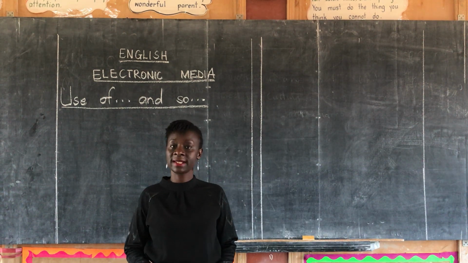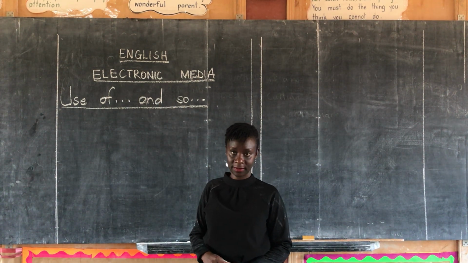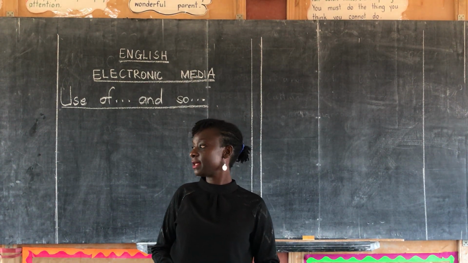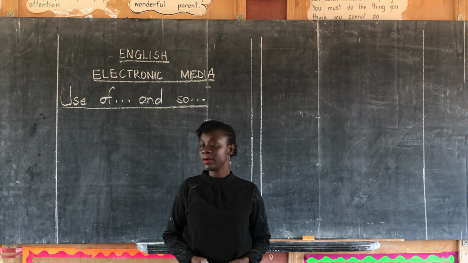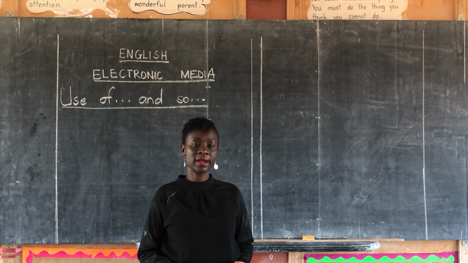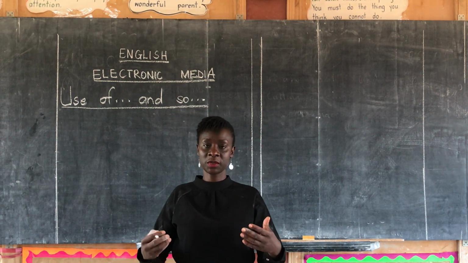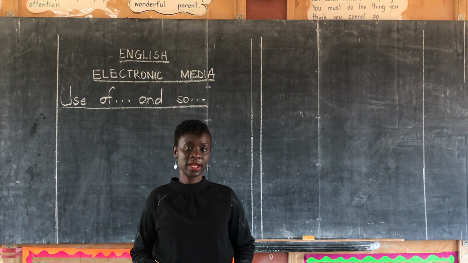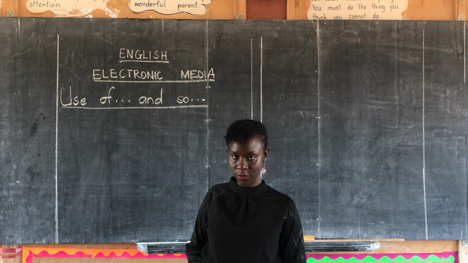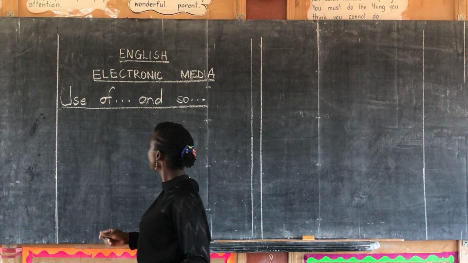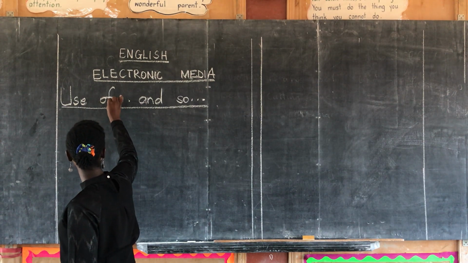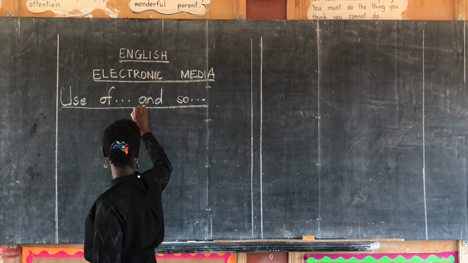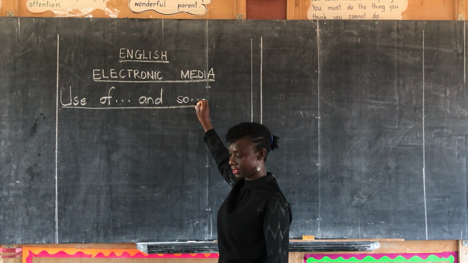We are still looking at electronic media. In the previous days, we looked at the vocabulary, we looked at a revision on the first conditional, or what we call if one. We looked at a revision on if two, or the second conditional. Today we are going to look at a structure, the use of "and so".